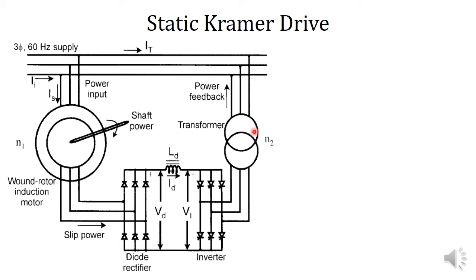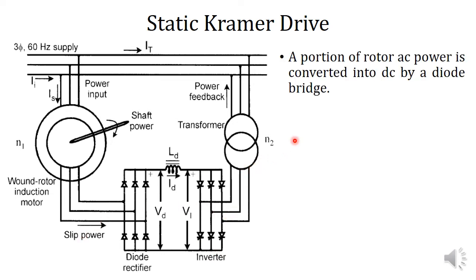The transformer is having a turns ratio of N2. Here the wound rotor induction motor is having a stator to rotor turns ratio of N1. So the output of the transformer is given back to the supply mains. So this inverter will be operating at a frequency which is equal to the supply mains frequency. So this inverter will be converting the frequency of slip power to the supply mains frequency.